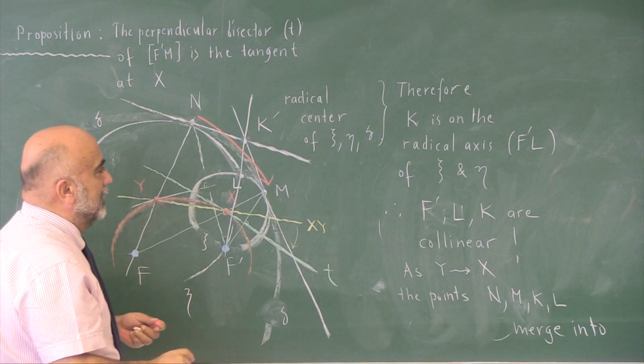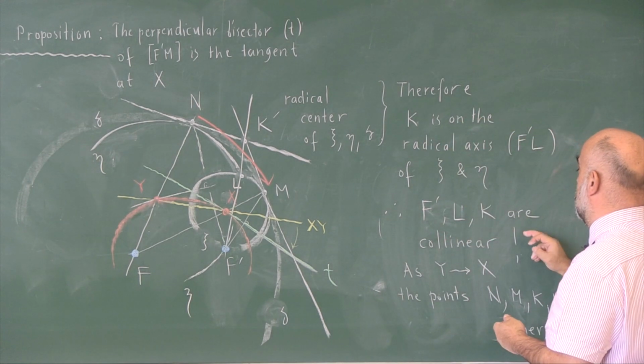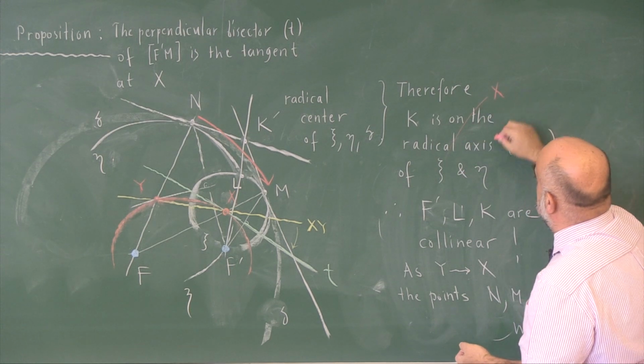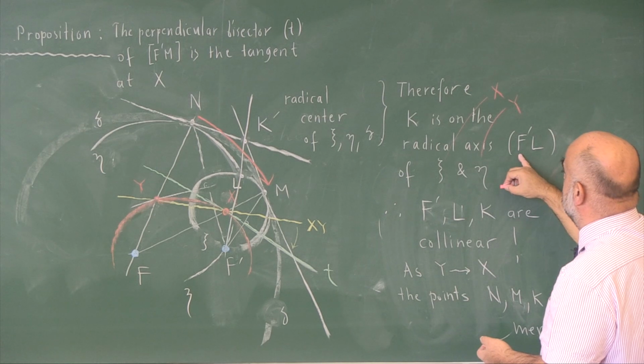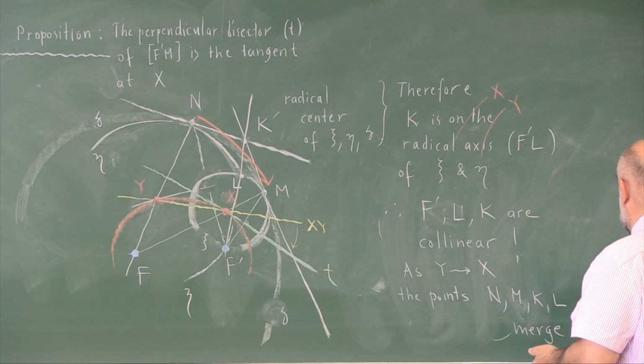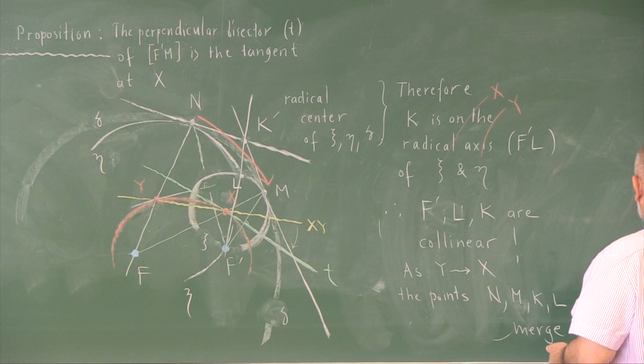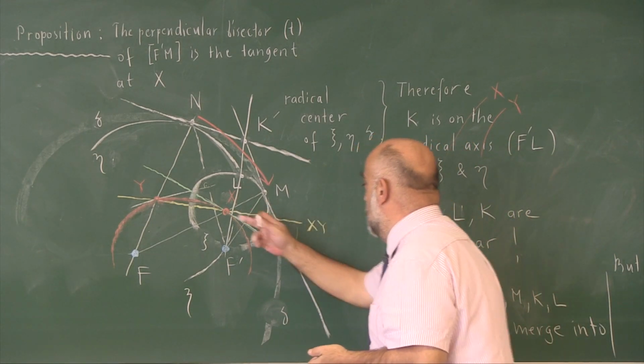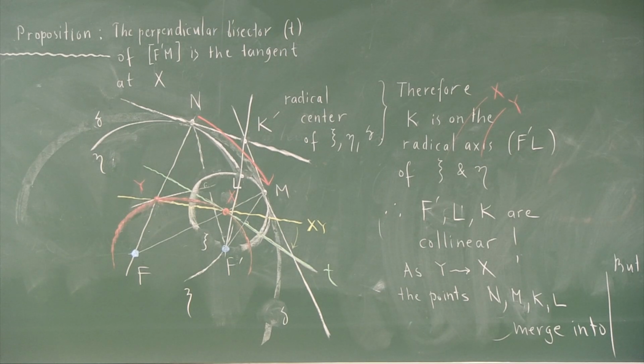But you see, since f prime, l, k are collinear, this is not all. The radical axis f prime l of psi and eta: psi has center x, eta has center y. So xy is the line that joins the centers, f prime l is the radical axis, so f prime l is always perpendicular to xy. So you see what happens. L merges into m, so this becomes the line segment f prime m, and that is perpendicular to the limiting position that xy occupies, t. So this must be t, the limiting position.